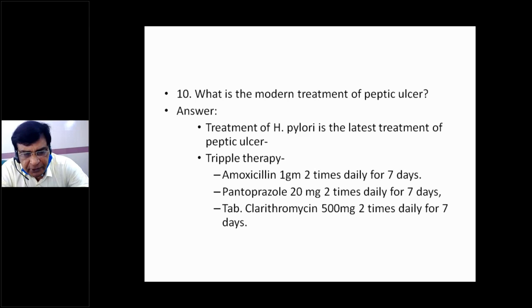Among the triple therapy: amoxicillin 1 gram 12 hourly for 7 days, pantoprazole 20 milligram 12 hourly for 7 days, and tablet clarithromycin 500 milligram 12 hourly for 7 days. So these are the triple therapy, and it is the latest treatment of peptic ulcer.